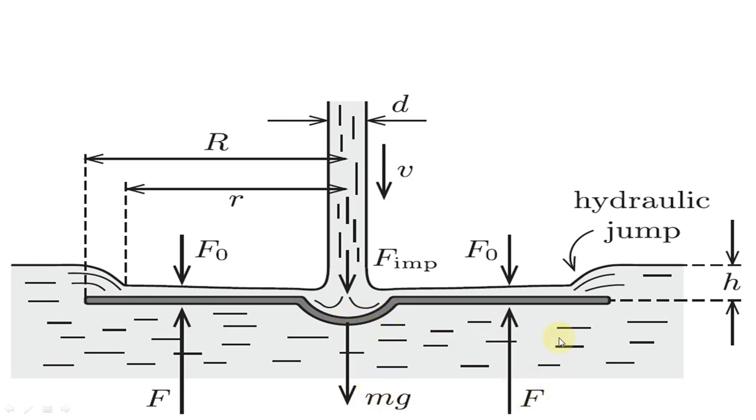And what is this F? This is not the hydrodynamic pressure, but the hydrostatic pressure which is acting on the lower face of the disk. The hydrodynamic pressure is acting on the upper face, or the central region of the disk, from where the water flows in a thin layer in the radially outward direction, and then results in an abrupt rise in water, which is called the hydraulic jump.